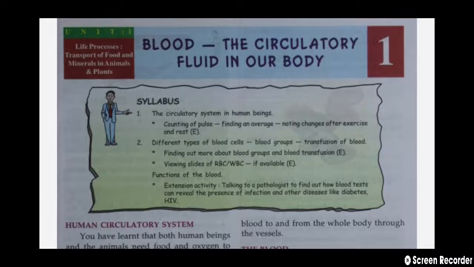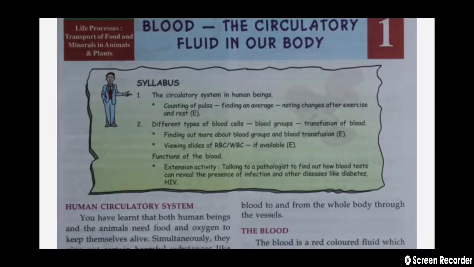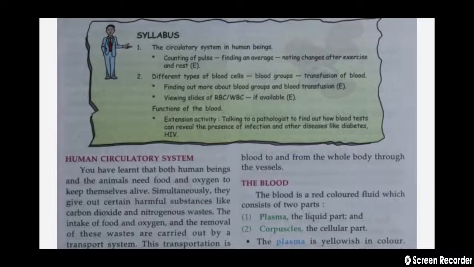As you all know, you may have learned in your classes that it is with the help of blood only that we are living. It carries oxygen and water. It supplies all the minerals and food, the energy to our body. In this chapter you can learn counting of pulses, finding the average, noting the change after exercise and rest. And you can learn about different types of blood cells, blood groups, transfusion of blood, and more.